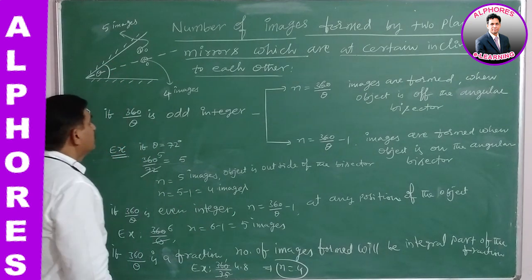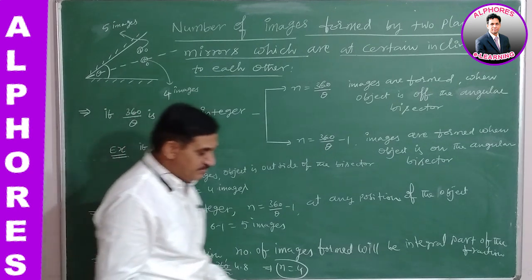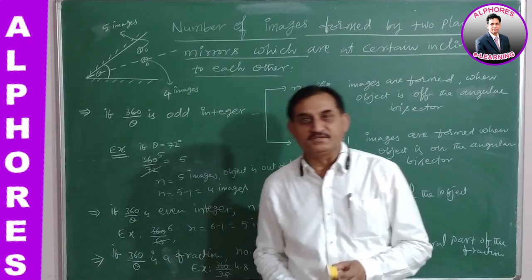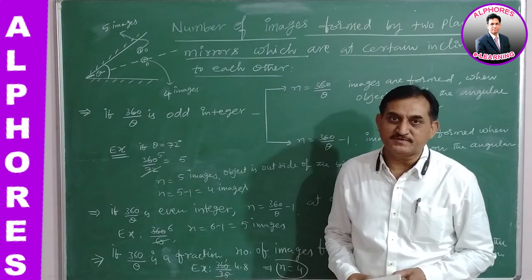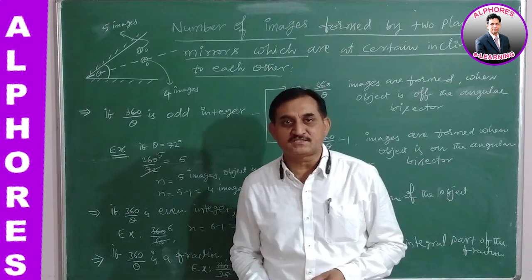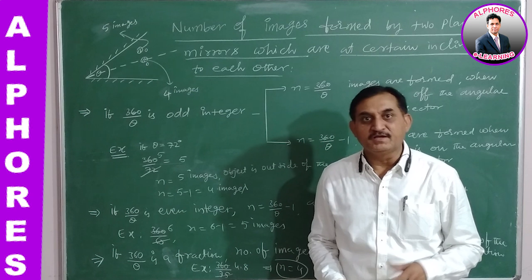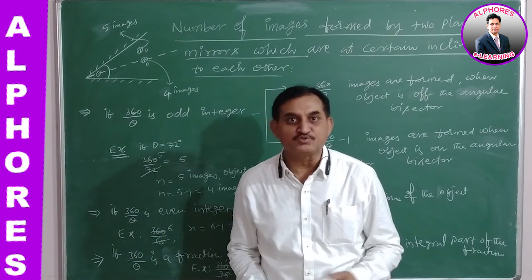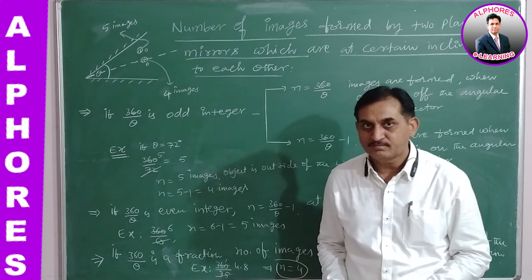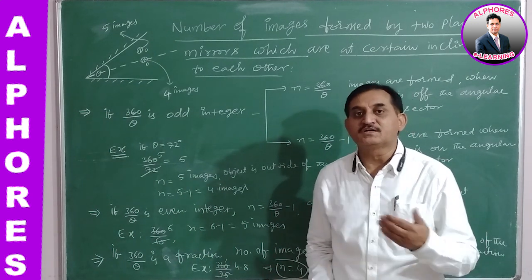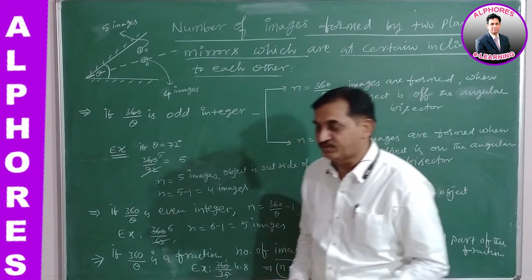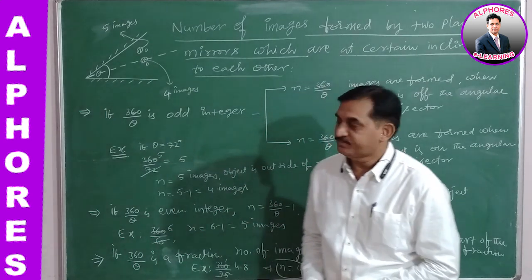Now, how many images are formed by these two plane mirrors when the object is kept between the plane mirrors? When the object is situated between these two plane mirrors, how many images can be obtained by multiple reflections? So let us see, there are some conditions based on which we can count them.